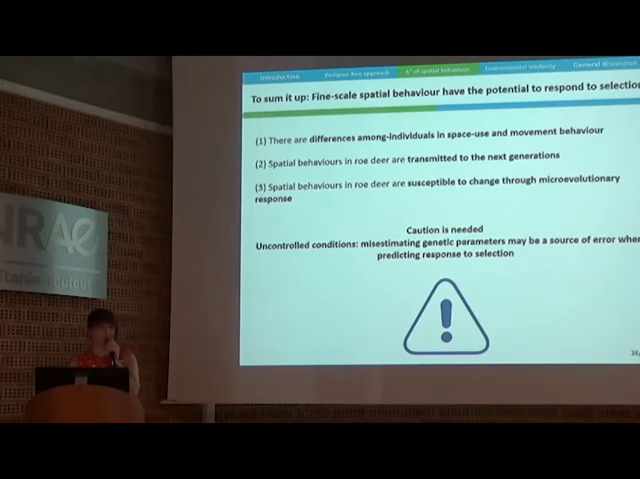So to conclude this second part, we have seen that there are differences among individuals in space use and in movement behavior. We have seen that spatial behavior might be transmitted to the next generation, which means that spatial behavior in roe deer is susceptible to change through microevolutionary responses. Yet, we need some caution on it because we did not take into account all the uncontrolled conditions, and it's what I would like to talk about now.